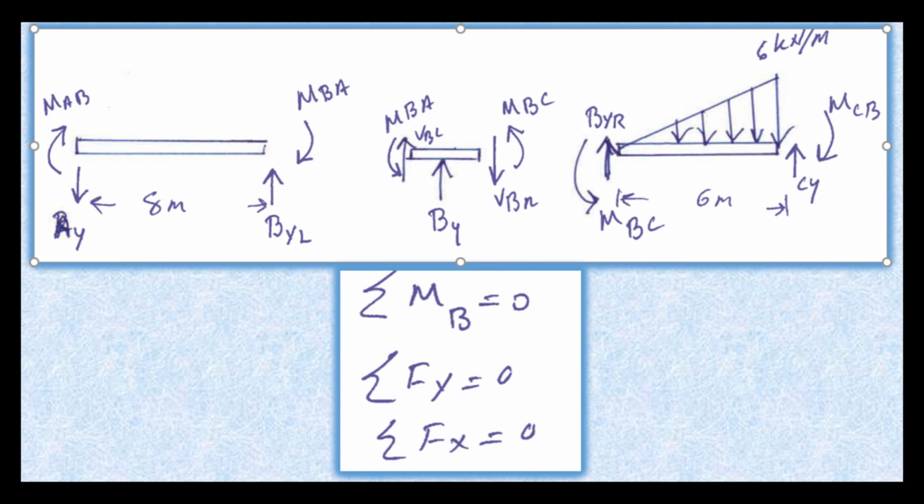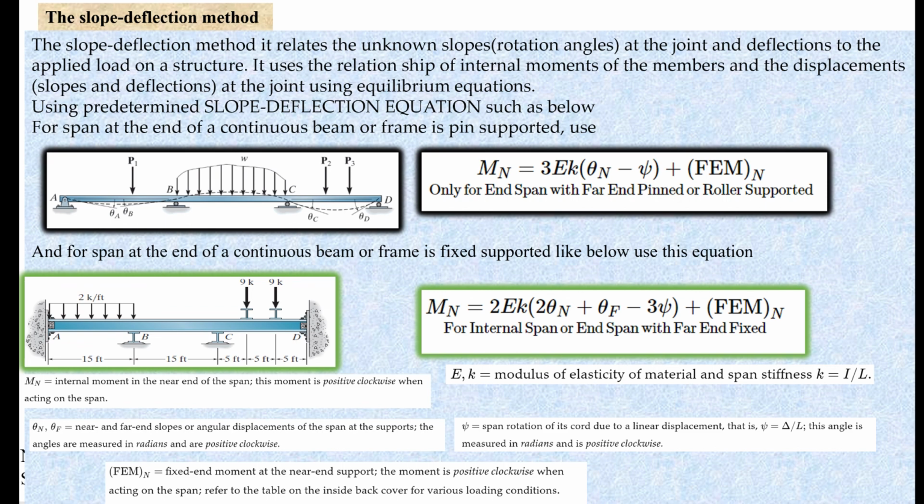Once we have broken everything down in these terms, the next step is to use the slope deflection equation. Basically, the slope deflection equation relates the unknown internal moments at the joints to the displacements of the joints for any span of the structure that we're working on.